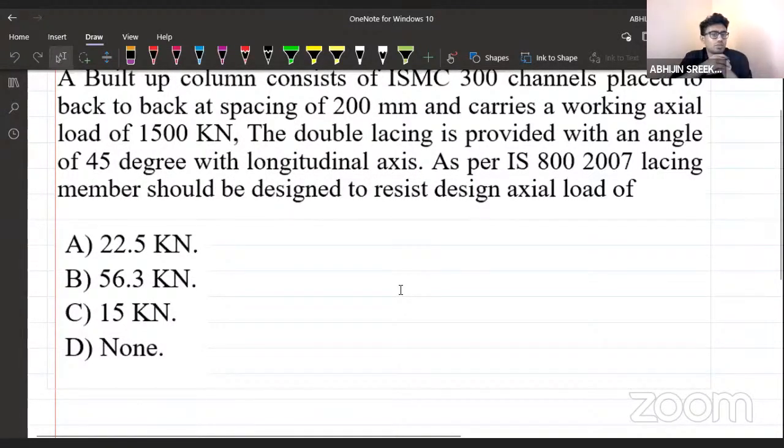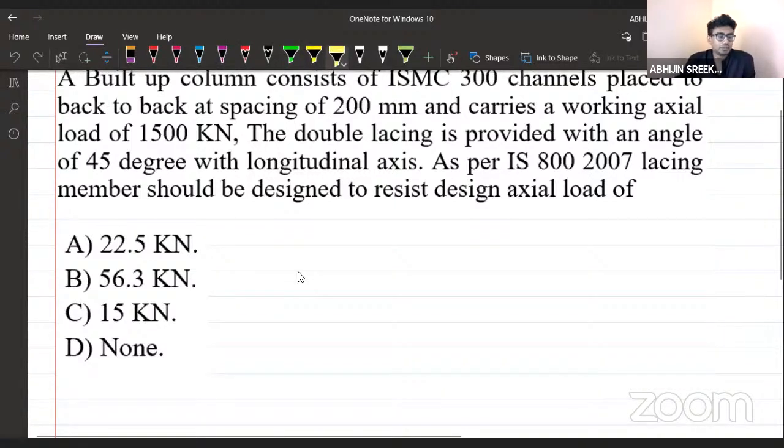The previous question was from AS code recommendations, and this question is also from AS code recommendations. Try to understand the question first. That's what I want you to do. Read the question properly and get me the answers. Understand the question, very important.